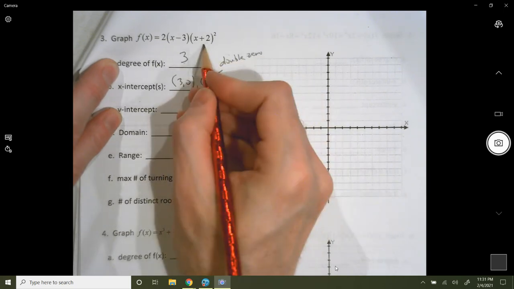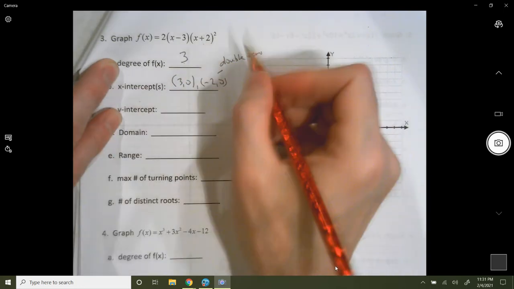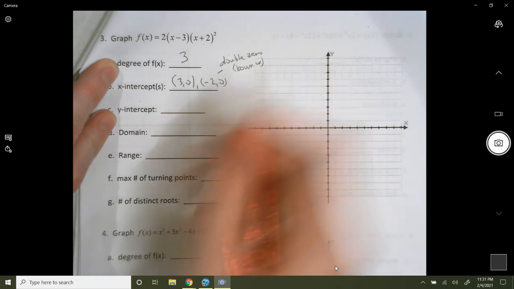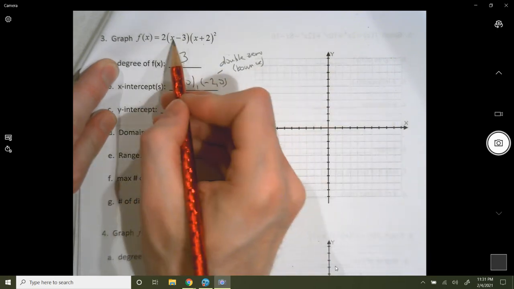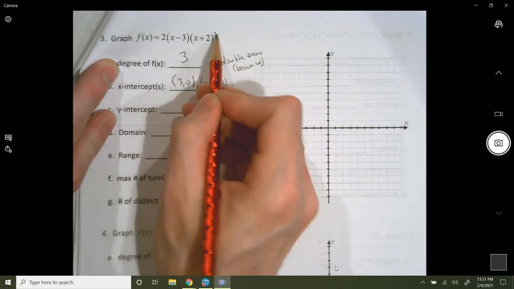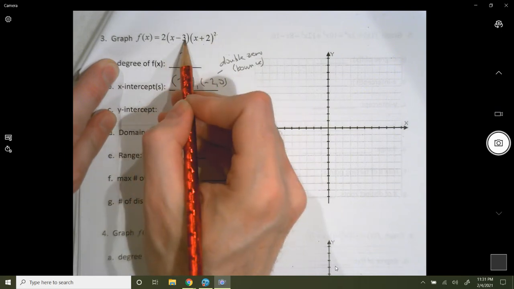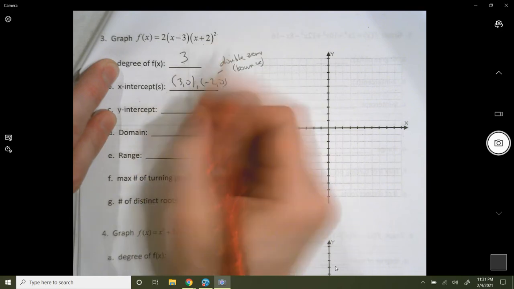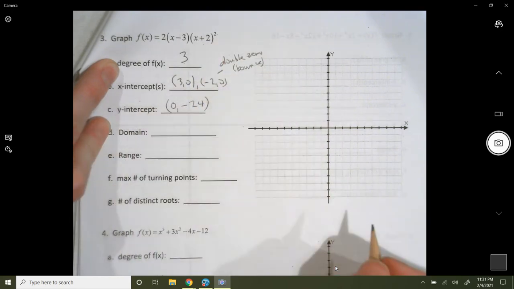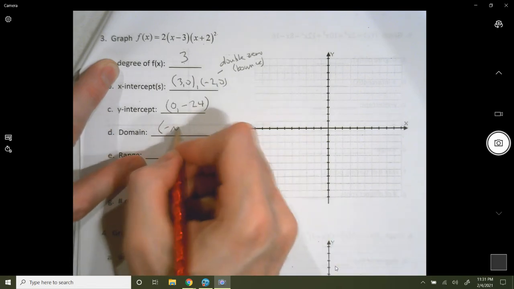Is that x plus 2 has a multiplicity of 2. Occurs twice, so there's going to be a bounce. Y-intercept, plug in 0 for x, and we get 2 times -3 times 2 squared. So 2 times -3 is -6 times 4, -24. The domain, all real numbers.